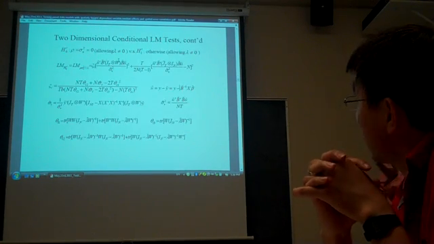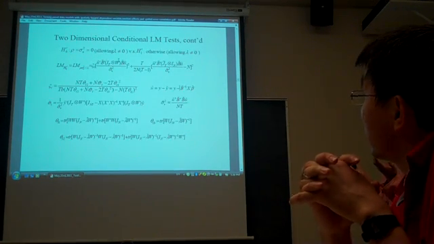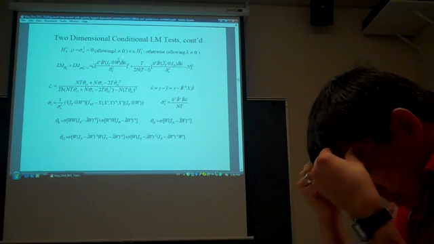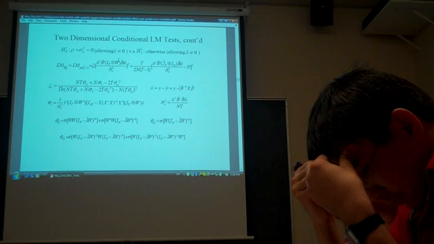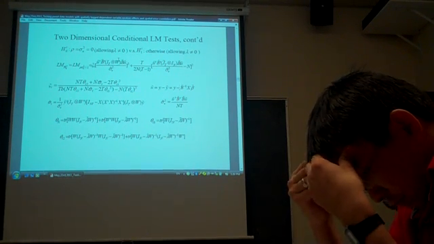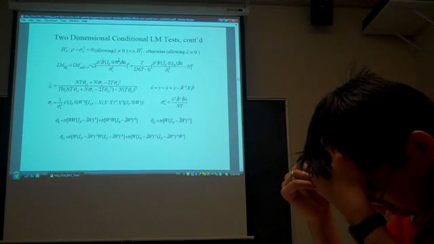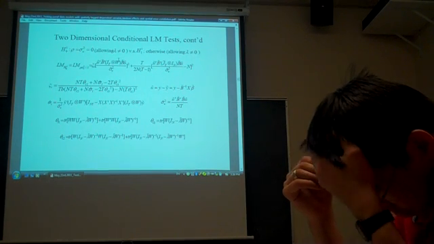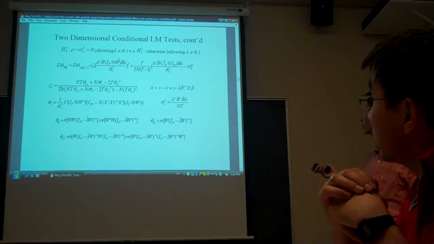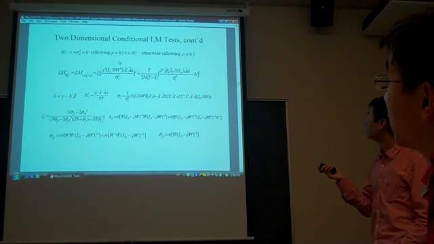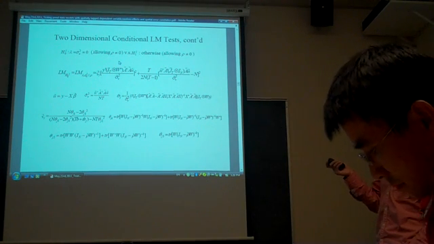This is also a two-dimensional conditional test. In this case we allow lambda to be not equal to 0. But there are still some difficulties, especially in the Gaussian implementation, because for the maximum likelihood estimation, sometimes it is even impossible to find a solution. Also, a two-dimensional conditional test.